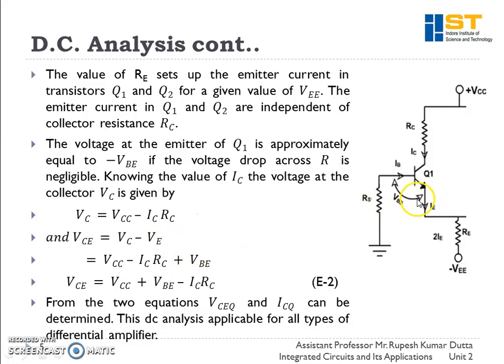Now, what is VE? VE can be approximated as minus VBE because the RS resistance is very small, so we can neglect this voltage drop. So this voltage VE is approximated as VBE, but in the negative polarity, because this is positive sign and this is negative sign. So we can get VE equals to minus VBE. So that way we can get minus VE equals to plus VBE. Therefore, VCE can be written as VCC plus VBE minus IC RC. So this is the second operating point of this differential amplifier. And this DC analysis is applicable for all types of differential amplifier.